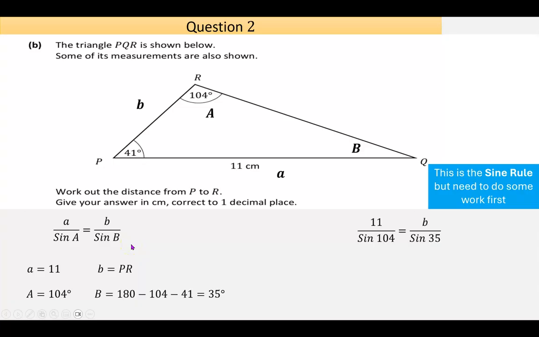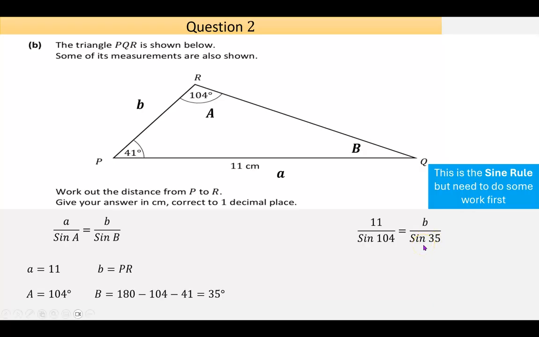This is solvable. Once I realize that and I input my numbers, okay, I have 11 over sine 104. And remember, sine 104 is just a number, and we retrieve it using the calculator. Is equal to b divided by sine 35, which again is a number. We've measured all of these triangles and we know exactly what the ratios are between the sides and the angles. They're stored in the calculator.